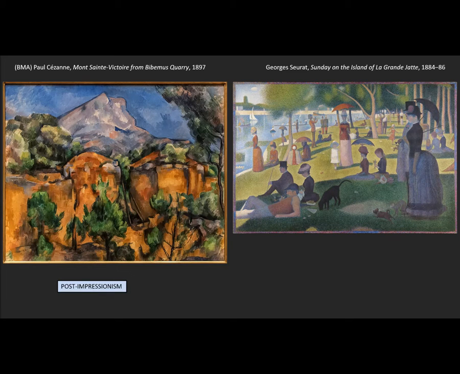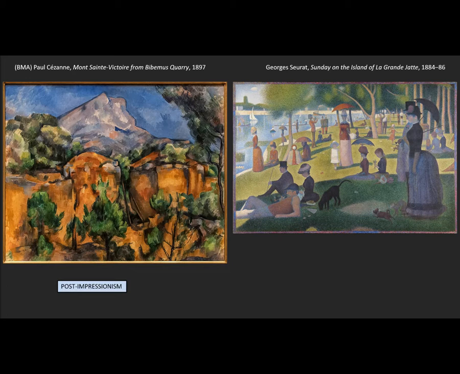So the term Post-Impressionism didn't exist for Cézanne or Seurat. Both of them were dead before the term was ever coined, right? It wasn't until, I think, 1912 or so that somebody first came up with this idea that, hey, these late Impressionists are doing things differently. And why don't we label it something different? Because it's not really pure Impressionism anymore, right?